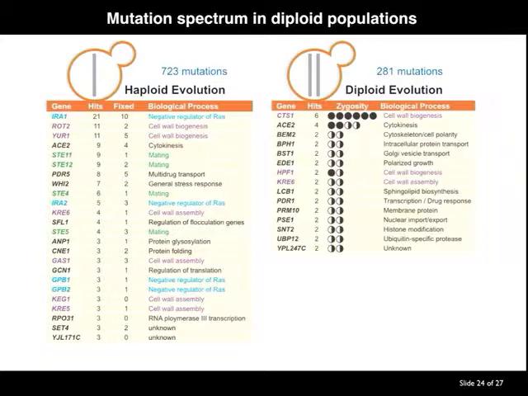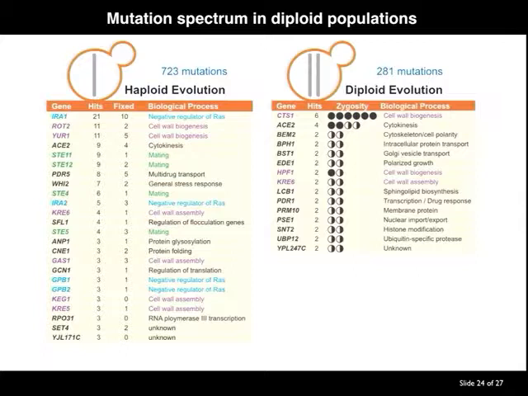We do see cell wall assembly and cell wall biogenesis in both, but even within this biological class, we see some genes like CHS6 in both haploids and diploids, but we see CHS5 only in the haploids, and we see CTS1 only in the diploids. And so even within a shared biological target of selection, there are different genetic targets of selection in haploids and diploids.